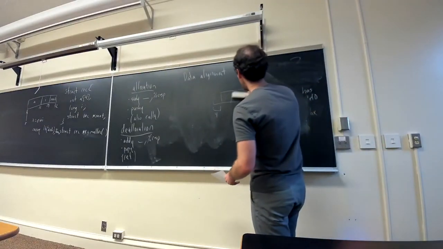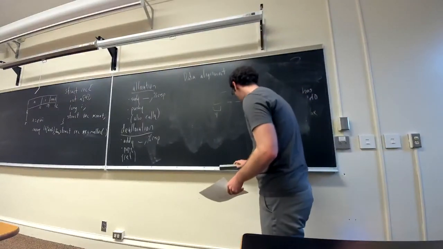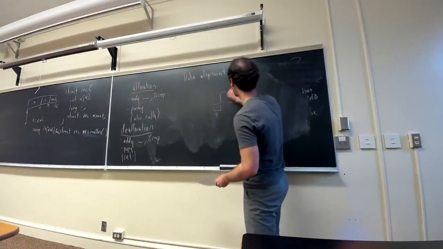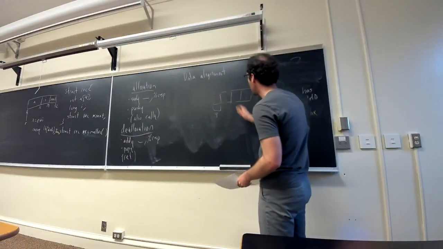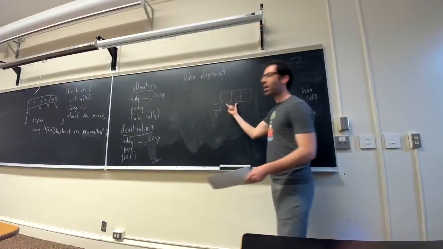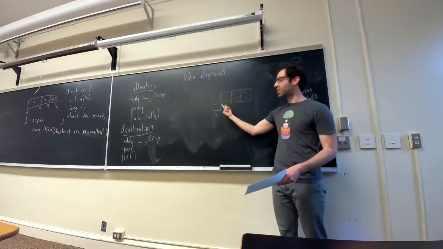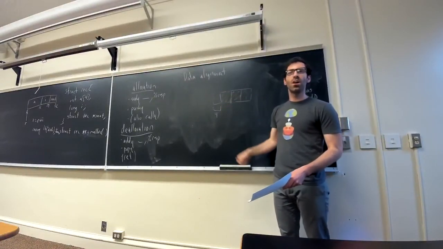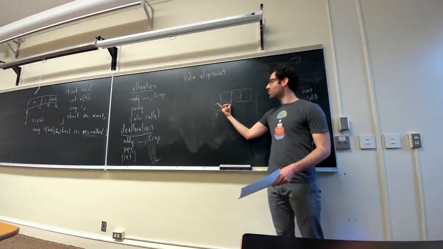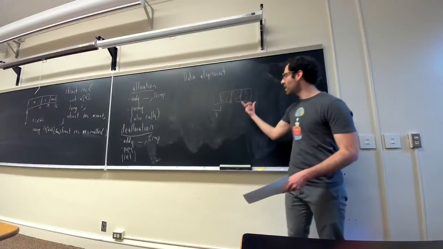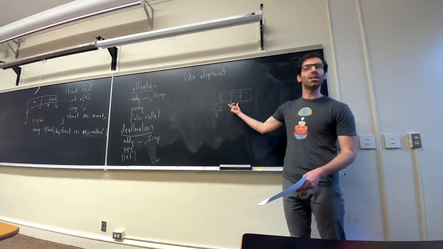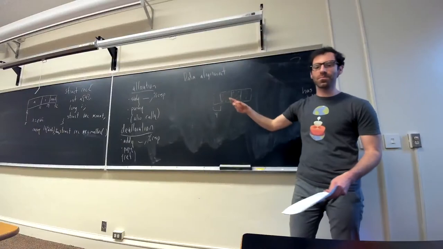But if it was not aligned, if our double crossed a boundary, it didn't start at a multiple of 8, in order to retrieve it, our processor would have to read these 8 bytes and then these 8 bytes and combine the two halves of them in order to get this 8-byte double.